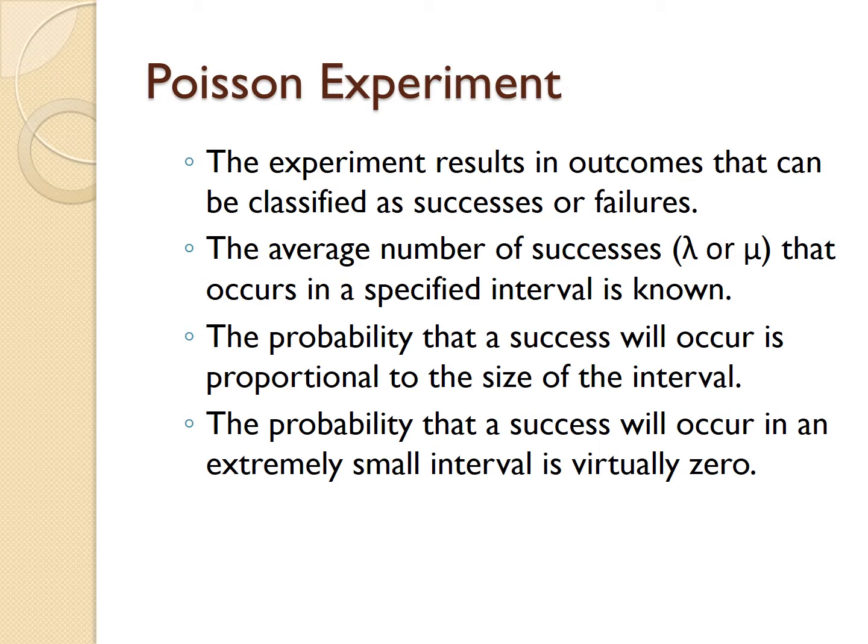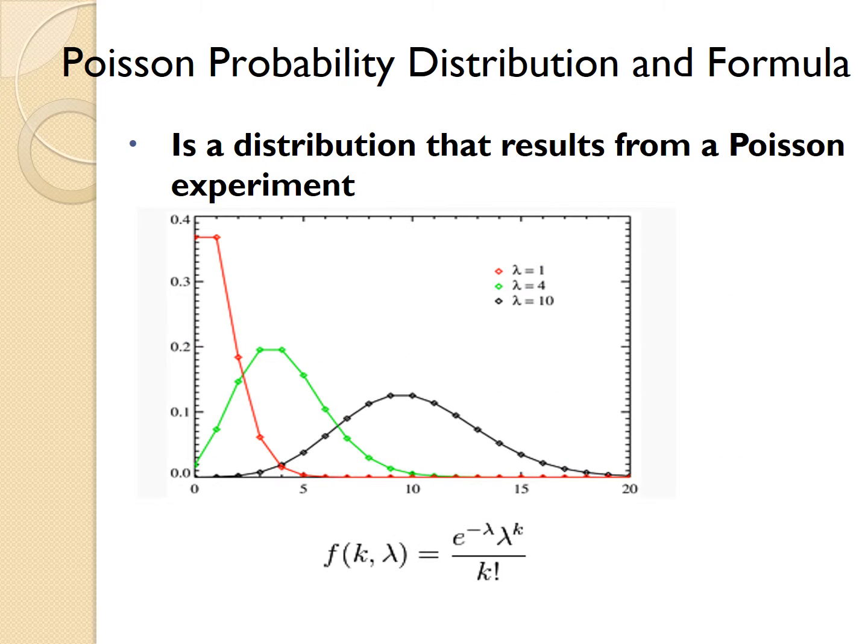Please note that the specified interval could take many forms. For instance, it could be a period of time, a length, an area, a volume, etc. The Poisson probability distribution is a distribution that results from a Poisson experiment. The formula for the Poisson probability distribution is as indicated in these slides.